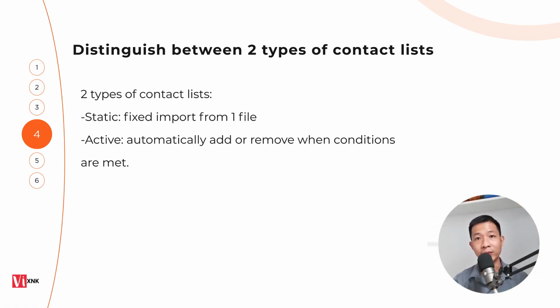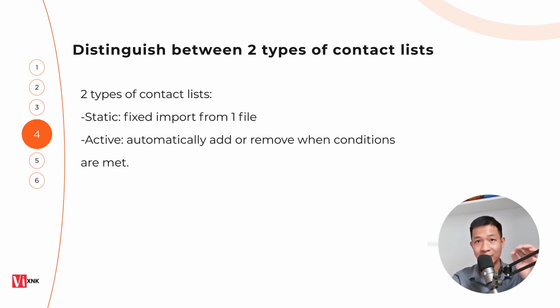First, we need to understand what types of contact lists there are. There are two basic types, everyone. The first is the startup static list. This is when you import channels or lists from a fixed file. For example, if you have a list of potential customers in an Excel file and you import it into your system, it will create a startup list, which means a fixed, unchanging list that does not update automatically.